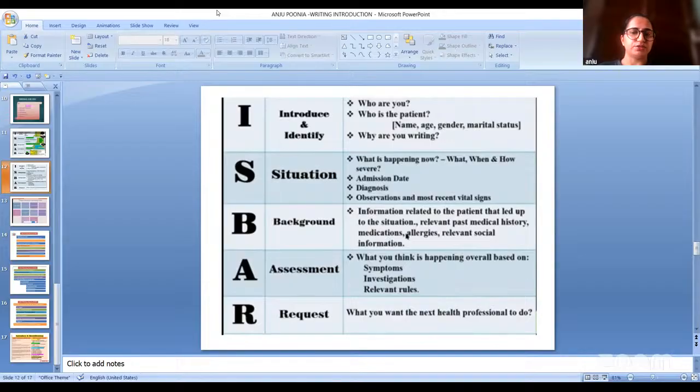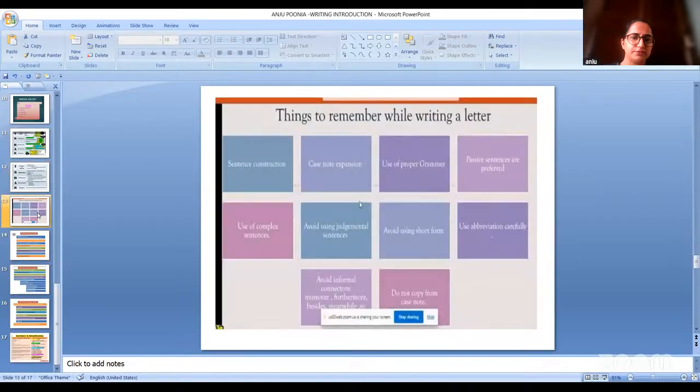Background: it relates the patient to the letter and the situation, relevant past medical history, any allergy, any relevant social information we need to ask the patient. Assessment: based on the symptoms, investigations, and relevant results. We assess and request what we want the next health professional to do, what care the patient needs. So we need to focus on that. I hope everybody is clear on ISBAR.